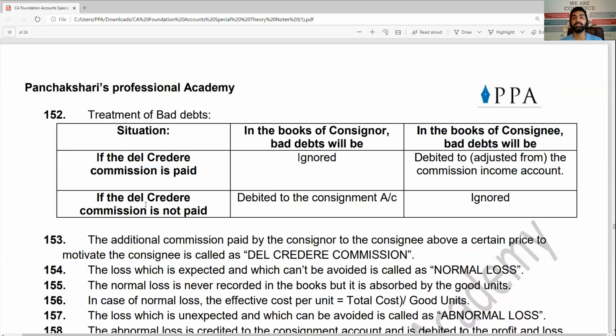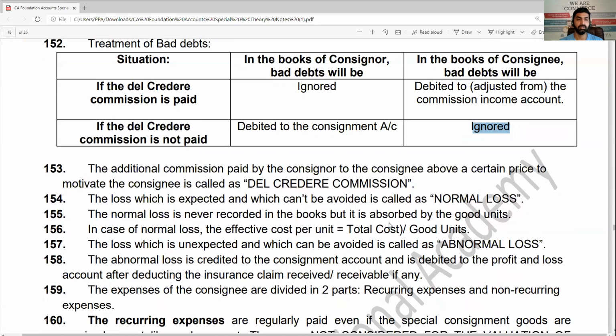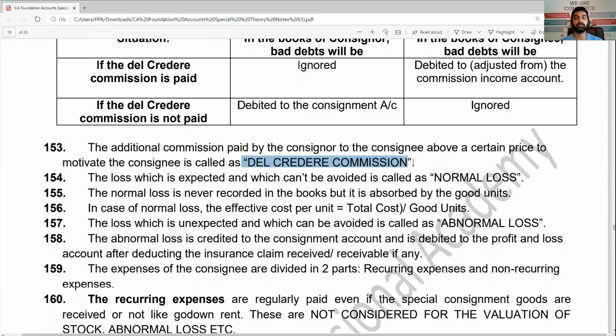Now, if the del credere commission is not paid by the consignor, then bad debt will be the responsibility of the consignor. He will debit it to the consignment account, or he can reduce it from sales consignment credit, and the consignee will now ignore it because he has not received any commission. That is why this is called del credere commission, additional commission for collection of the amount from the debtor.